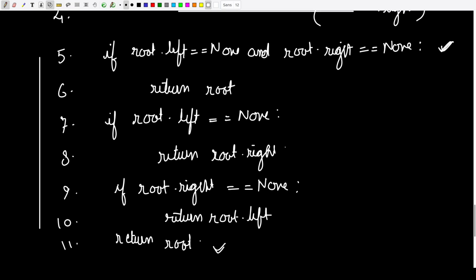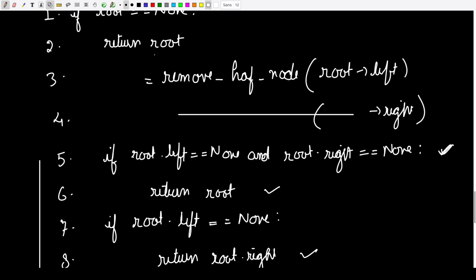And in this way we will be able to identify whether a node is a half node or not, and accordingly we will either return root dot right or root dot left. So through steps 5 to 11 we have identified whether a node is a half node or not, and accordingly we are returning the appropriate node. Once we have the appropriate node returned by this function, we just have to take that node and put it into the left part of the subtree. Similarly, over here, we will take that node and put it into the right part of the subtree, and in this way, we will be able to manipulate our pointers.